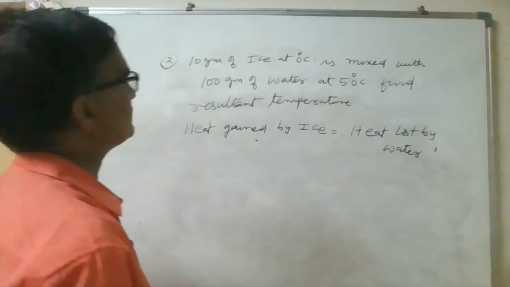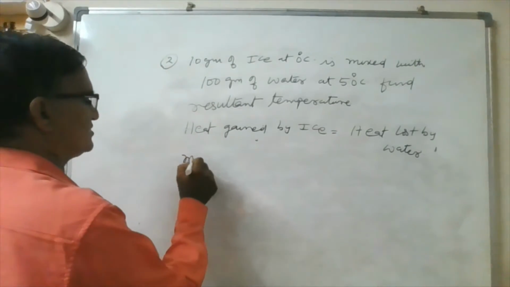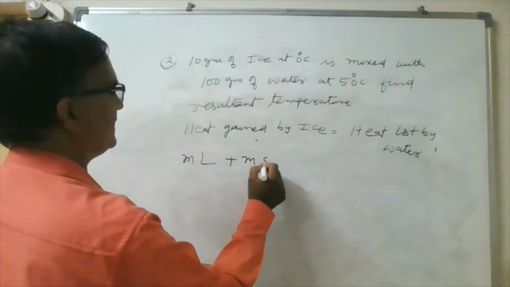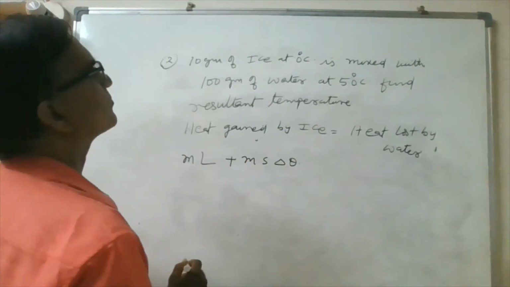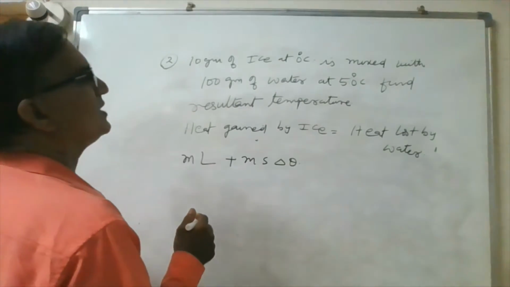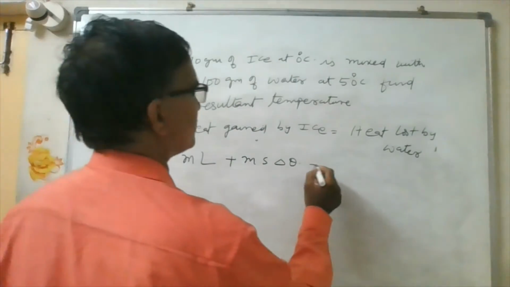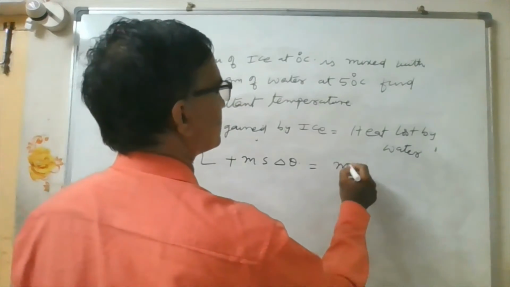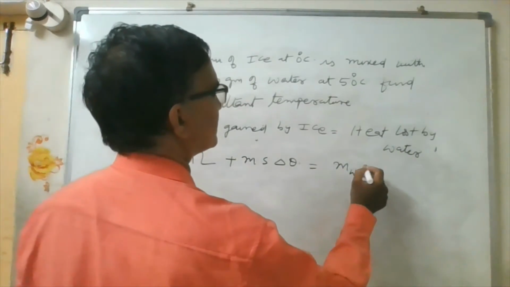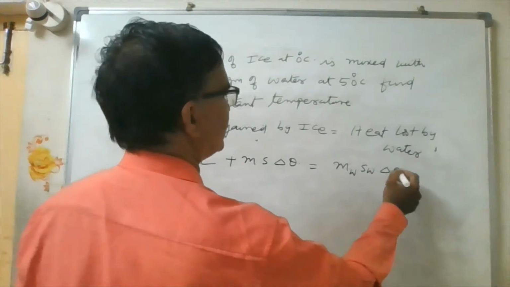Now ice at 0 to water at 0, you require mL first, plus m s delta theta. Okay. Ice converted to water. Now here next what you have? Heat lost by water. That is mass of water here, specific heat of water, delta theta.